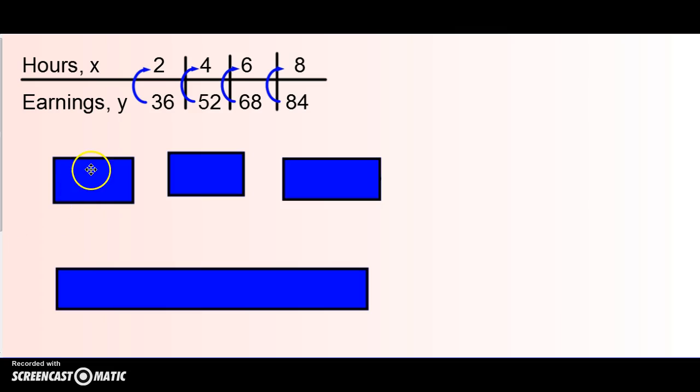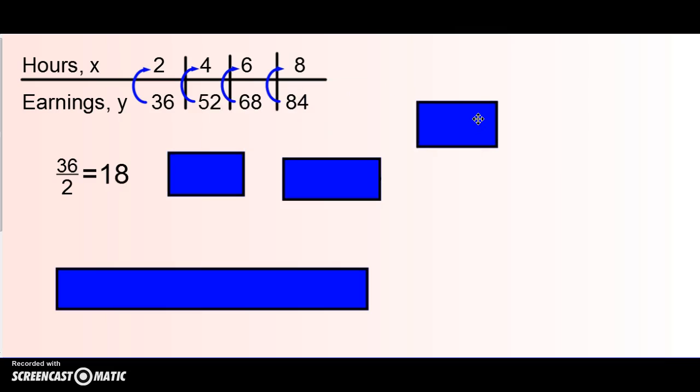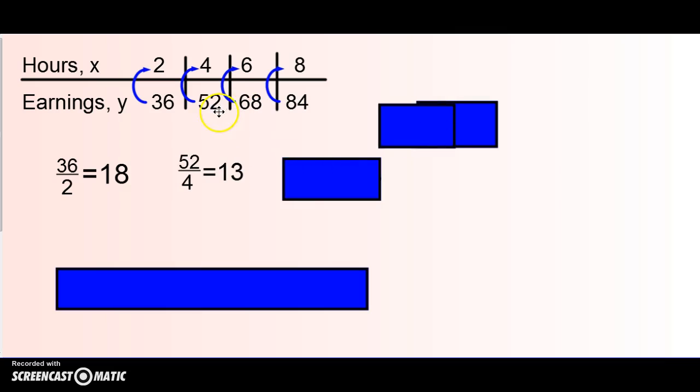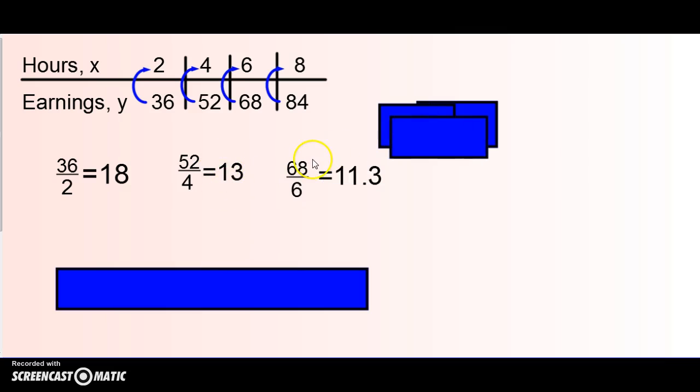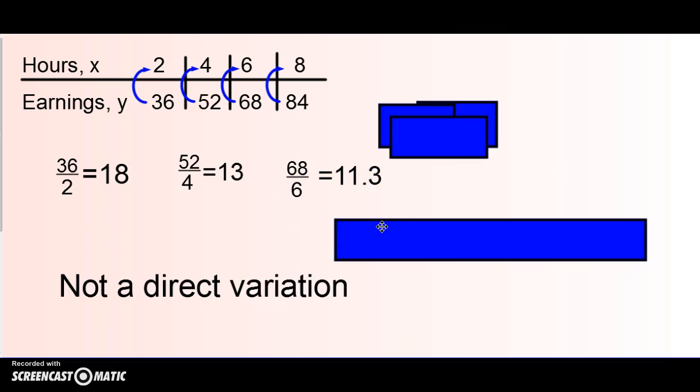All right, again from a table, you'll take your y and compare it to the x. So 36 to 2 is your constant of variation. 52 to 4. Ooh, this time you got 13. And 68 to 6. So you get 11.3. So this one is not a direct variation because you had different answers each time. Remember comparing it y to x.